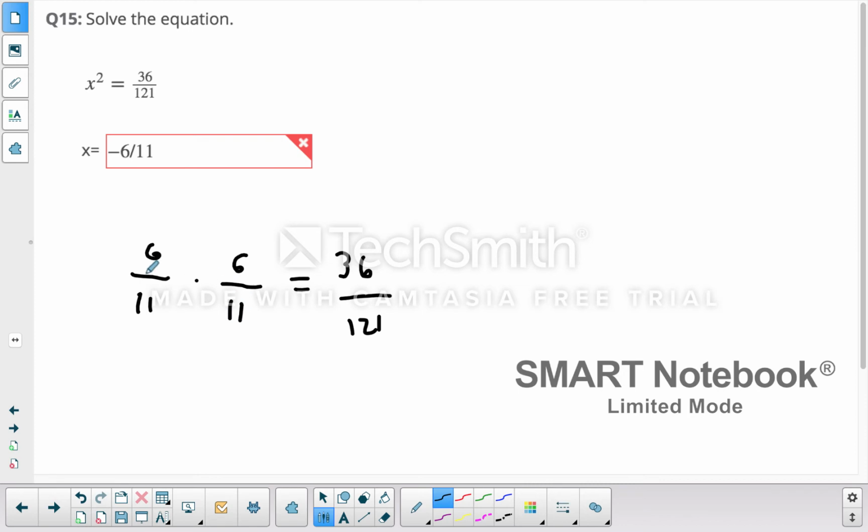So, technically speaking, negative 6/11 times negative 6/11 does equal 36 over 121. I think that they were looking for you to put the positive version of this, but I really think you could argue that this is actually a correct answer on number 15.